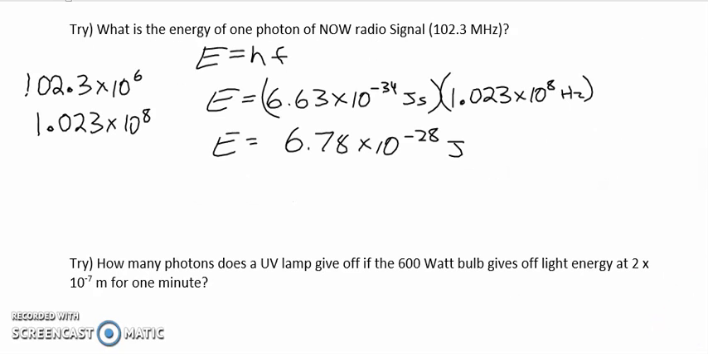So here, we're taking the frequency of now radio, which is 102.3 megahertz. That translates to 1.023 times 10 to the 8 hertz. And we're multiplying that by Planck's constant to get 6.78 times 10 to the negative 28 joules. Okay, got one more to try with the UV lamp. Okay, 600 watt bulb for 1 minute. How many photons? Pause the video, give this a try.